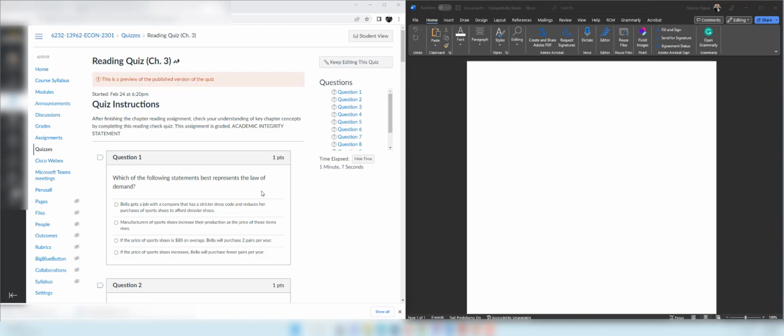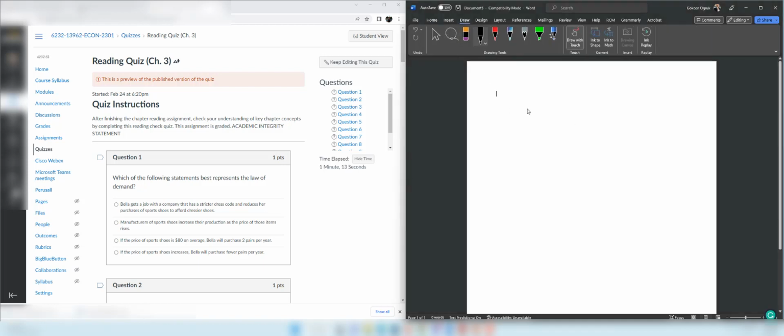Which of the following statements best represents the law of demand? So what is the law of demand? It says that when the prices rise, quantity demanded decreases. Just think of yourself. When the prices are rising, you buy less of the same good, or when the prices are cheaper, when you see a discount, you buy more of the good. That is called the law of demand. Okay, so let's find out which one represents that relation.